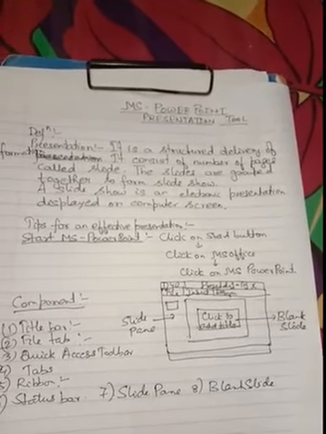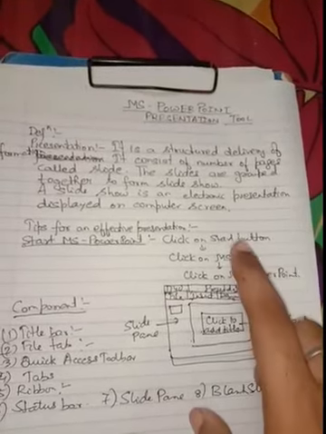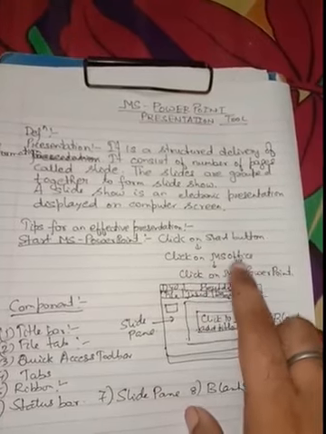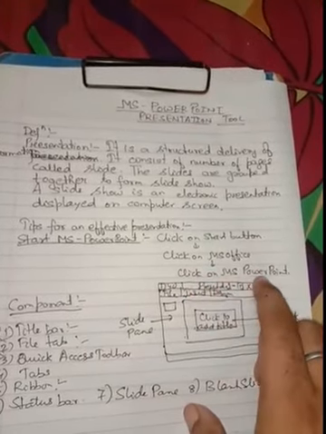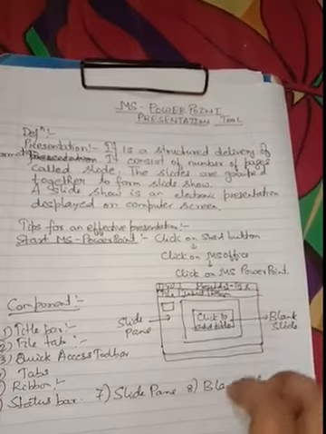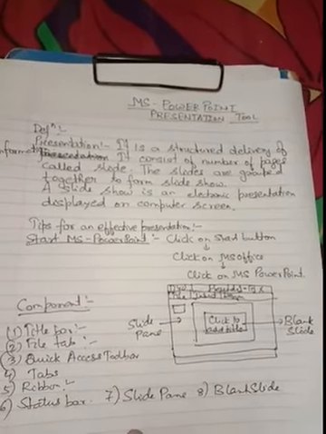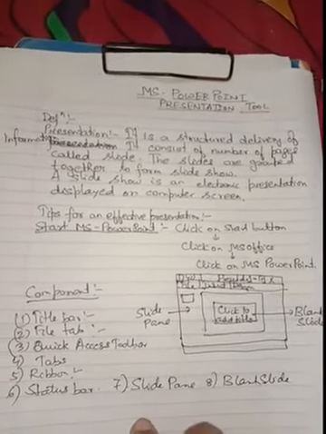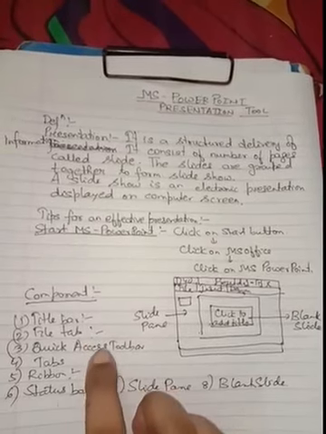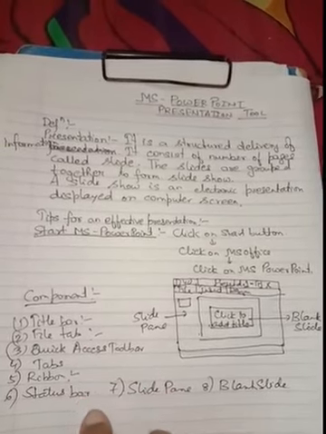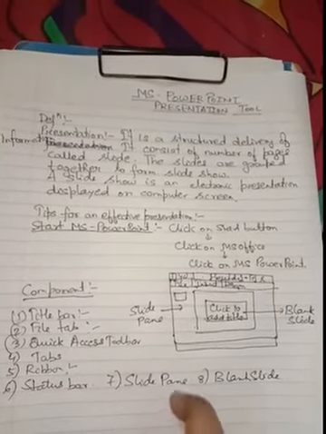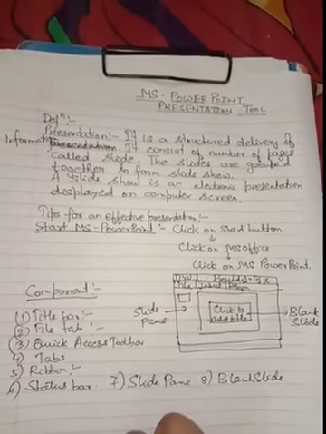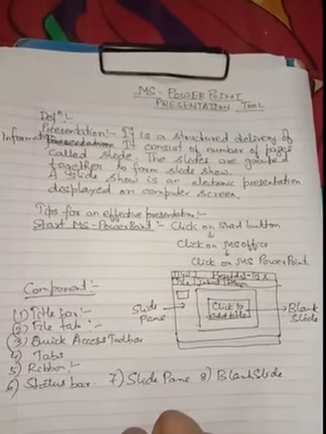Next we discussed how to start MS PowerPoint: click on the Start button, click on Microsoft Office, click on MS PowerPoint. The PowerPoint window will appear before us. Next, we discussed the several components of PowerPoint like the title bar, file tab, quick access toolbar, tabs, ribbon, status bar, slide pane and blank area. All these were the components of the PowerPoint window.